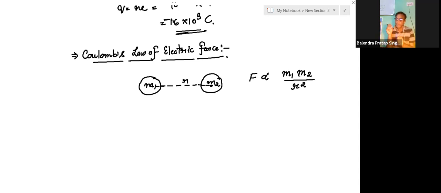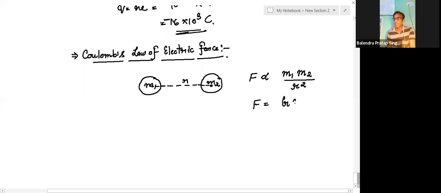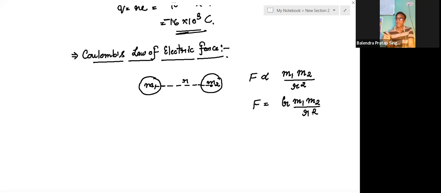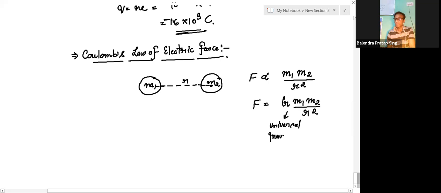Okay, and if we remove this proportionality, then we have a constant. What kind of constant is it? F is equal to capital G m1 m2 divided by r square. In this case capital G is the universal gravitational constant.